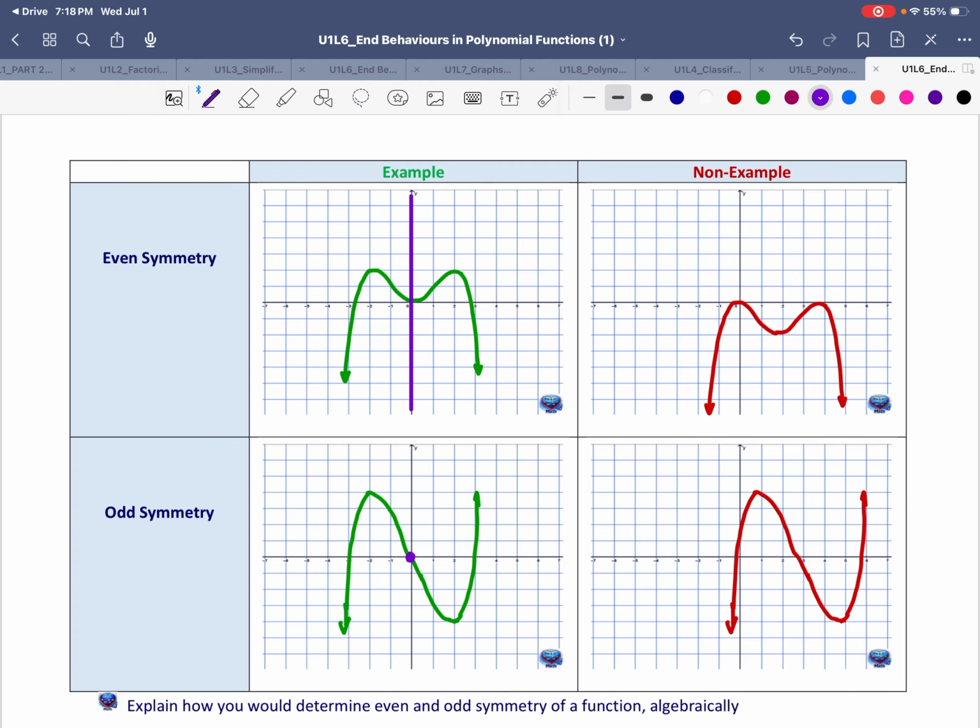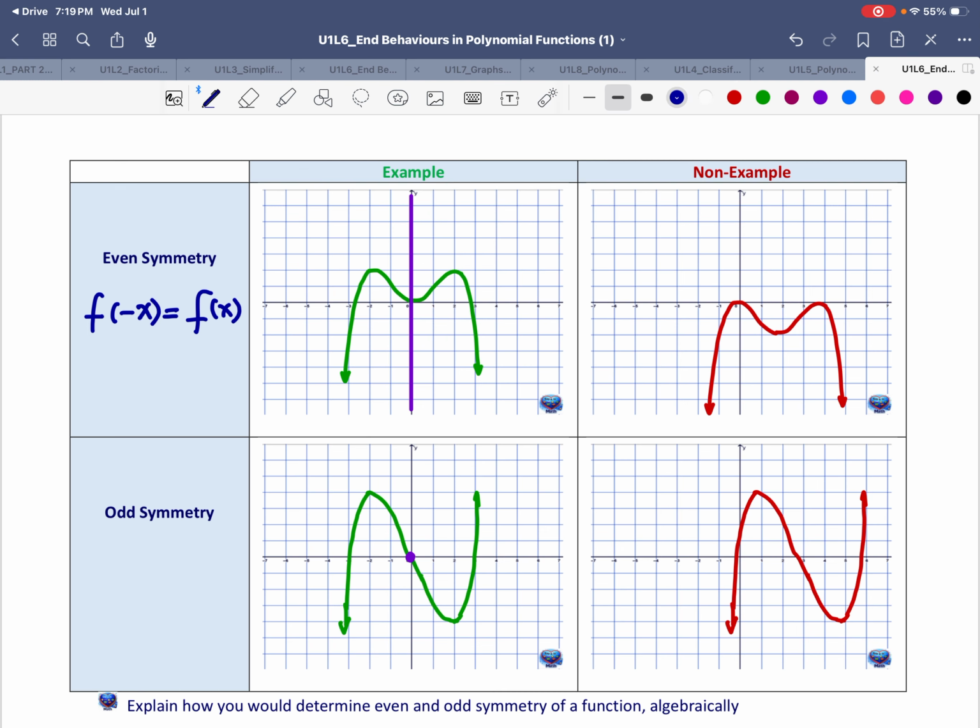Now, how do we prove even symmetry? Remember that for even symmetry we check and see if the equation of f of negative x becomes the same as f of x. So we simplify that algebraically, and then if they're the same, then we're good to go.